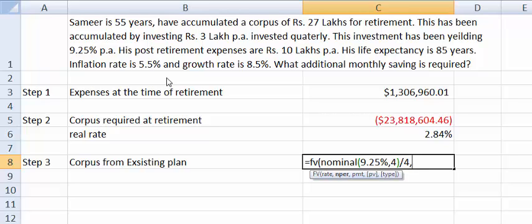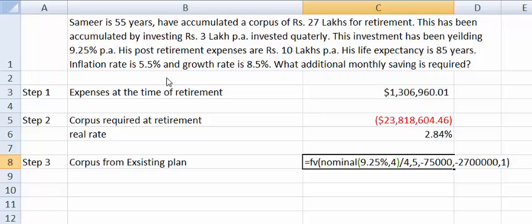NPER is 5 years. PMT is minus 75,000. This is invested. And PV is minus 27 lakhs, again an investment. And type is 1. So this is our FV function, with the nominal rate of 9.25%, comma 4. Right, so we want a nominal rate of 9.25%.